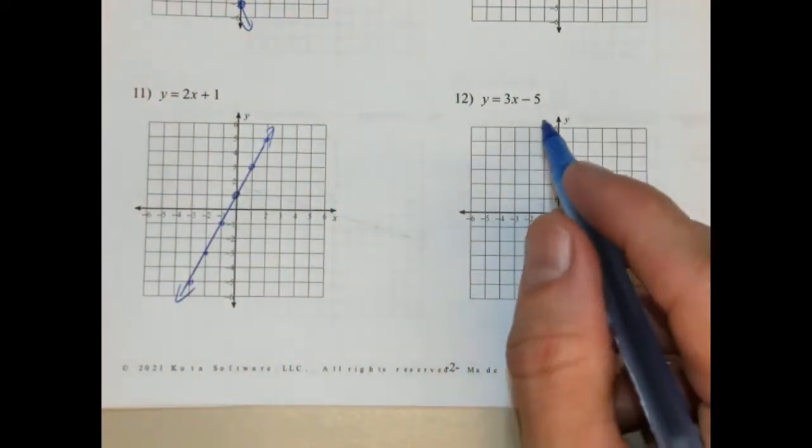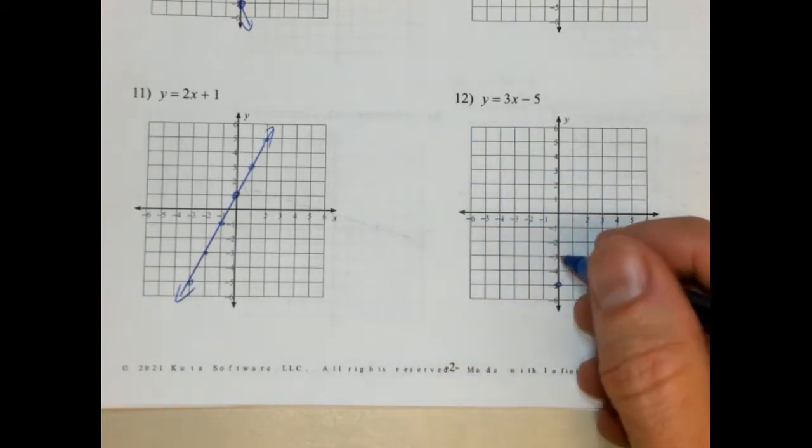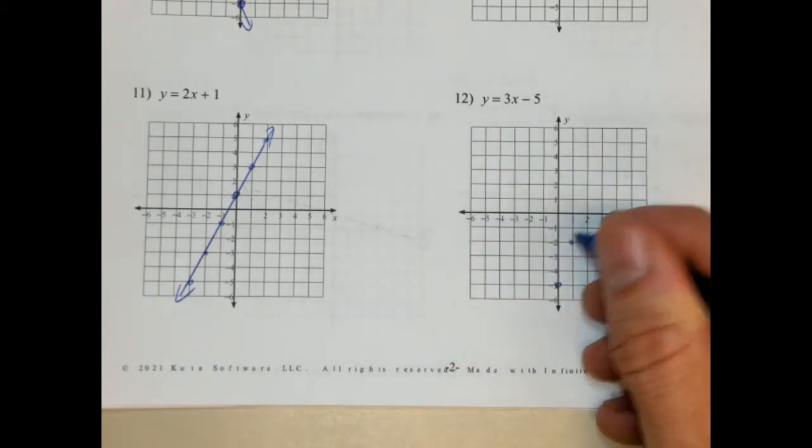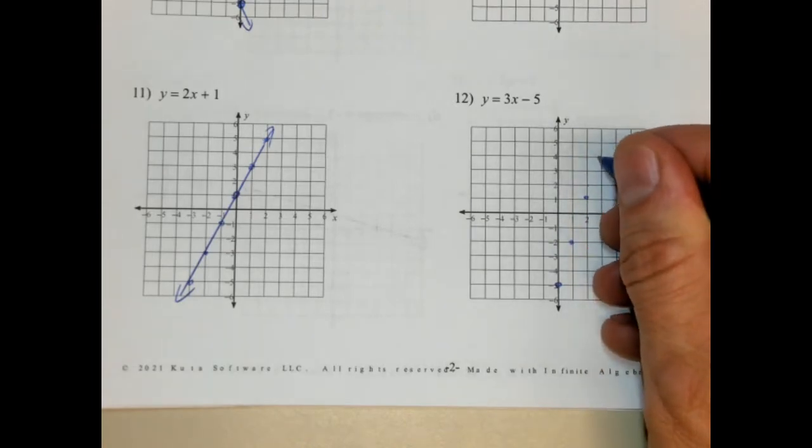And then we have y equals 3x minus 5. So negative 5 is our y-intercept. 3 over 1 is our rate of change, so 1, 2, 3 over 1, and again, and again, and that's it.